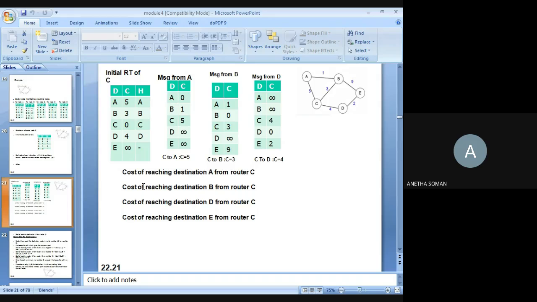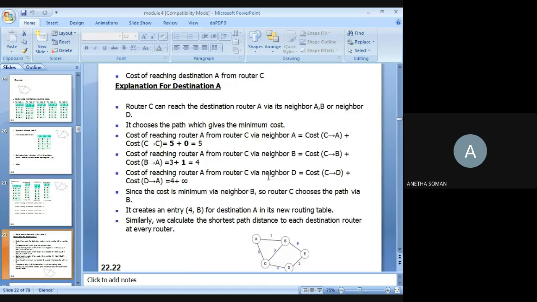So these four are the final things you are required to find out: the cost of reaching destination A from your router C, destination B, destination D, and also the cost of reaching E from your router C. Now, how will you find out the cost of reaching destination A from router C? That is the first step I am doing. Here only one step is shown; you have to find out the remaining ones.